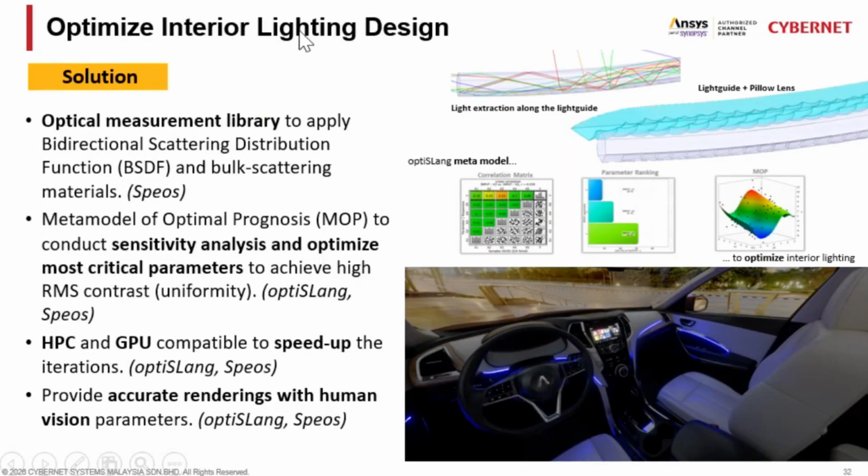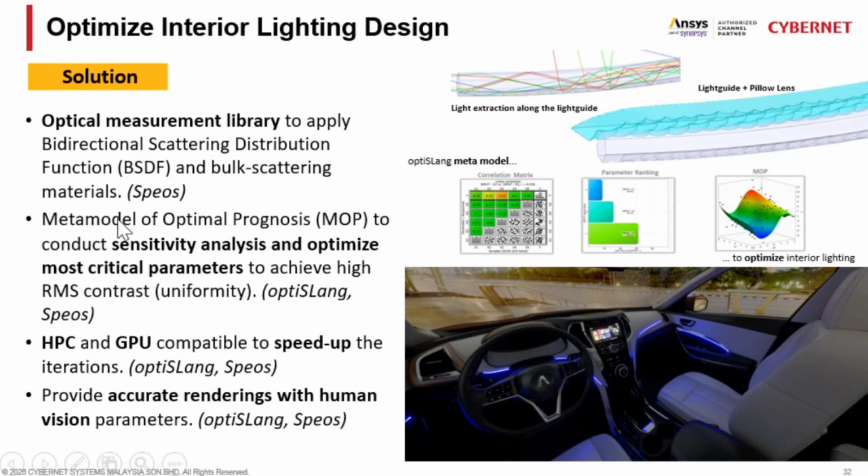And the next one will be the interior lighting design. As you can see, the light guide, besides being used for the exterior headlamp design, we can also put inside the car, on the door, the dash cam, and even the button here. For all this we need the support of an optical measurement library. So this is the material library. We can call it the BSDF, the bidirectional scattering distribution function, and also the scattering material. So these are optical properties.